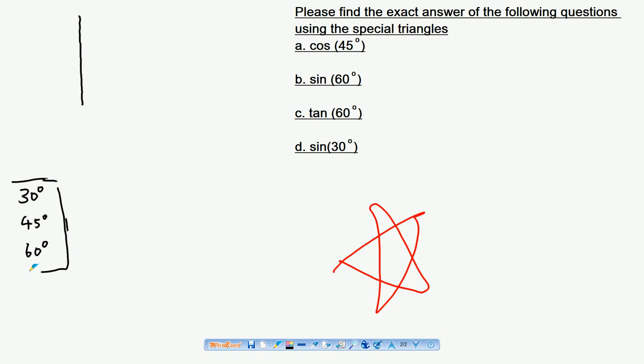If they come up with something like, for example, sine 35.2 degrees, you can only find it out by using a calculator. You can only use your CAS calculator.